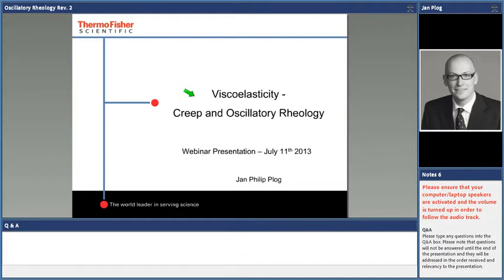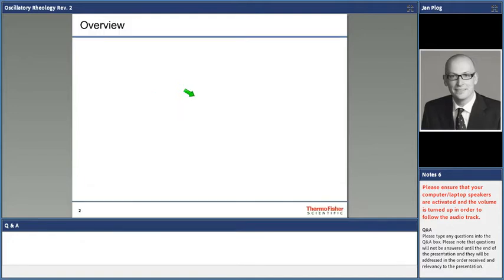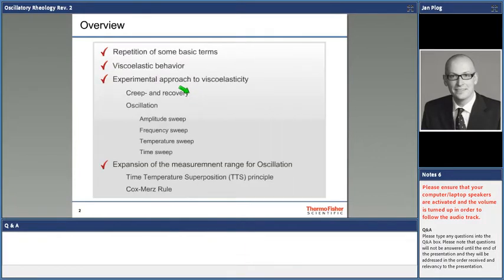Today's webinar will be a more basic one compared to the others we did so far this year. I'm going to talk about viscoelasticity and how to determine quantitatively how viscoelastic your sample is. We're going to talk about creep and oscillatory rheology. And before we jump into the webinar, let me quickly run you through the agenda.